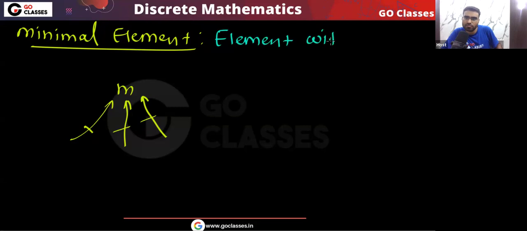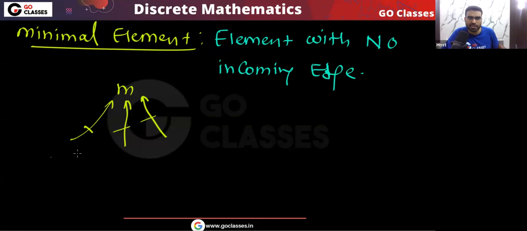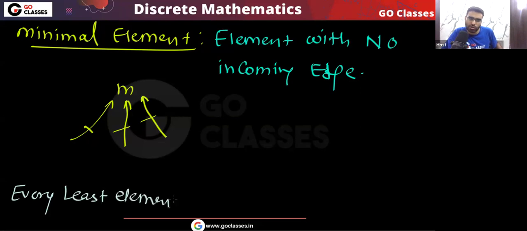The definition of minimal element, that is element without any incoming edge. This is the definition of minimal element, right? I can say element with no incoming edge. Understood? This is the definition of minimal element. Remember, every least element is minimal. That you already know. If you have least element, then that is minimal. But this is the definition of minimal.